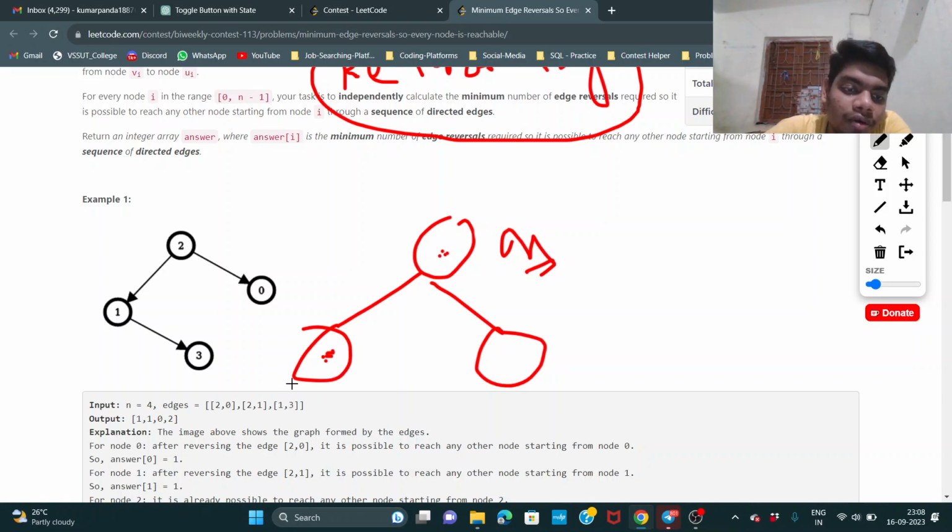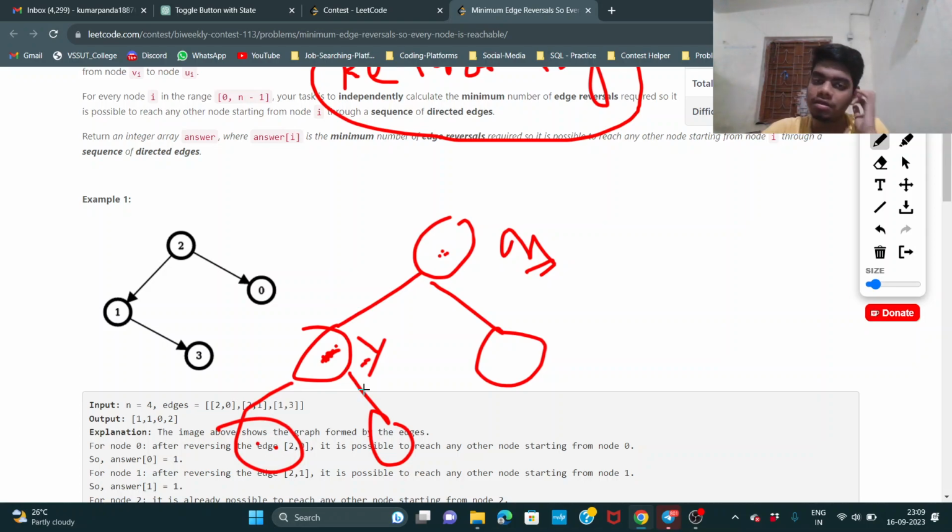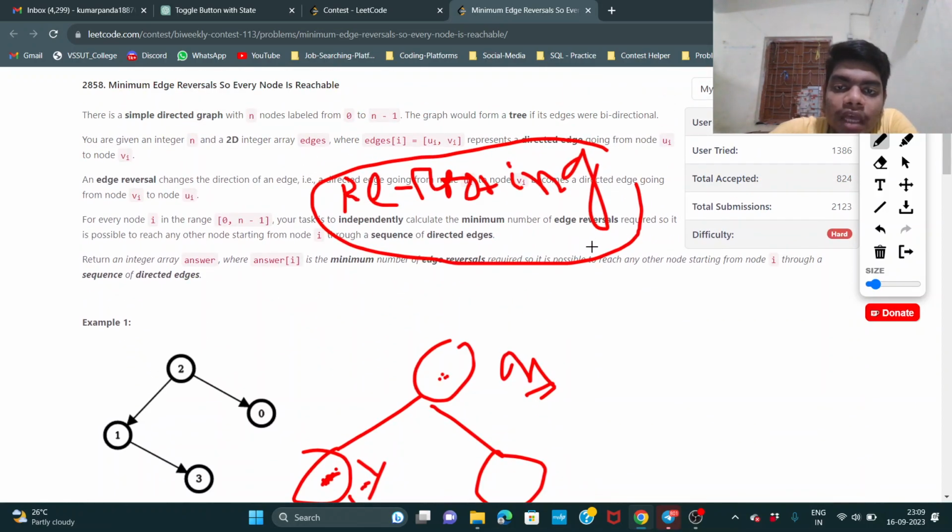After finding the answer for this node, let's suppose it is y, and we try to find the answer for this other node using this y value. This is the current node and this is the parent node. This is the concept of rerouting, just changing the root of the tree. Now let's discuss this problem.